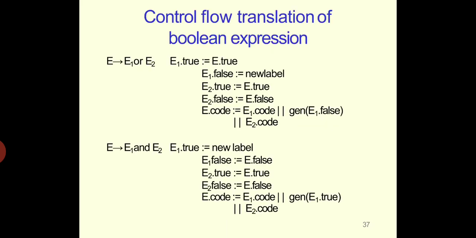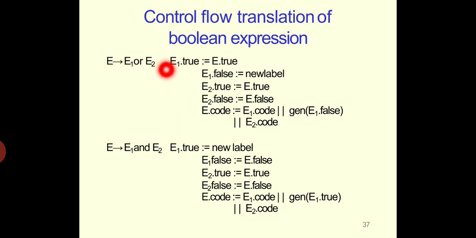Next is the control flow translation of Boolean expressions. In flow of control statements, a Boolean expression will be there, and how it gets translated is what we observe in the coming slides. E is E1 or E2, that means expression 1 or expression 2. As we said previously, if it is an OR statement, 1 or 0 or 1 or 1 can always result in a true value for the entire expression.